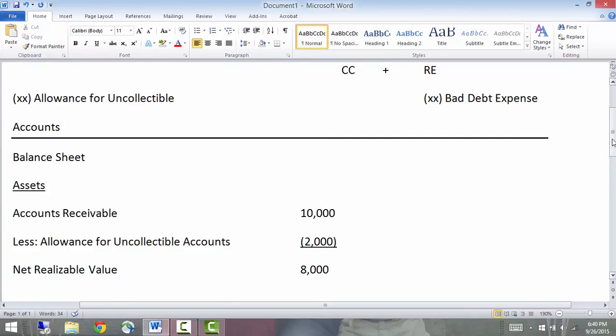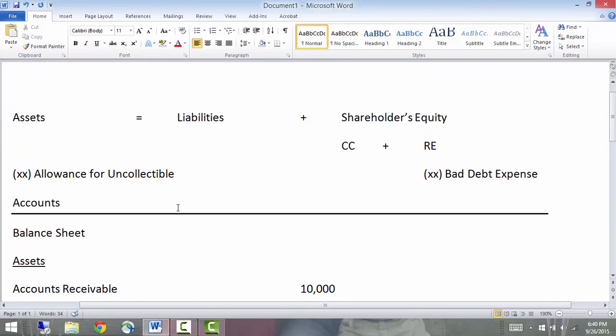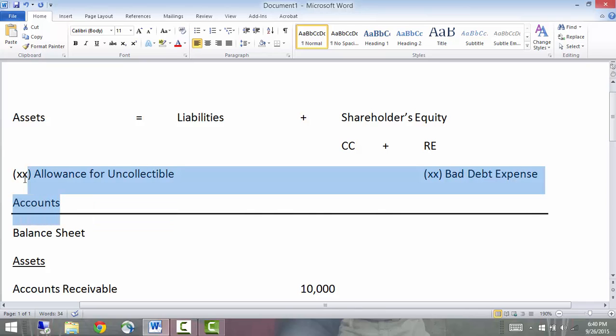So this is the entry that you would make to record that bad debt expense. Bad debt expense is the expense of having customers who are not going to pay you. They legally owe you, but some customers just won't pay. We're going to estimate that expense at the end of the period and record it as bad debt expense. The corresponding adjustment will be to the allowance for uncollectible accounts.